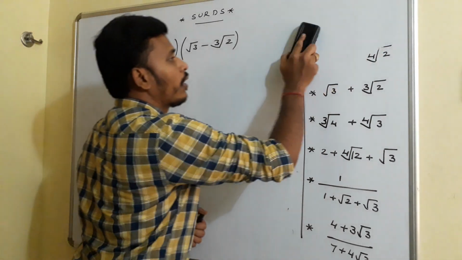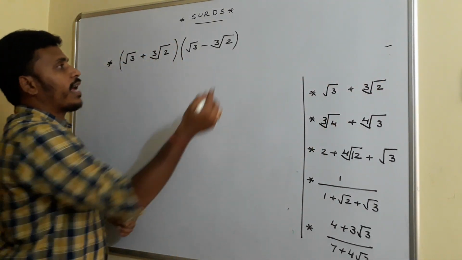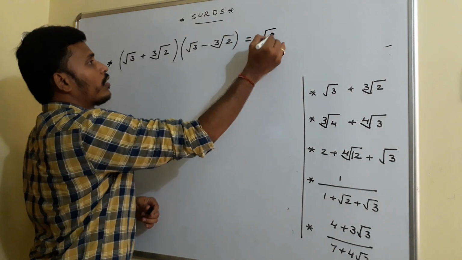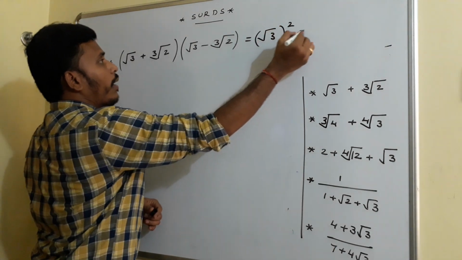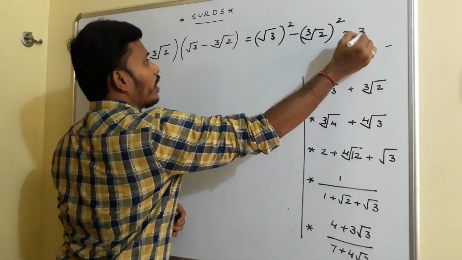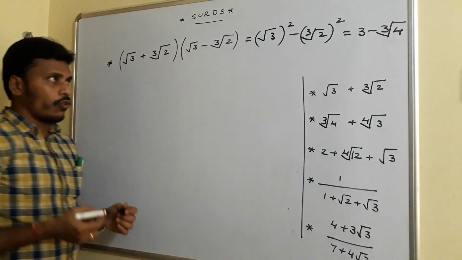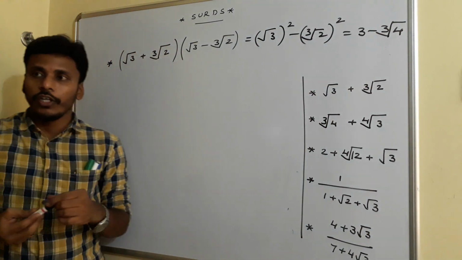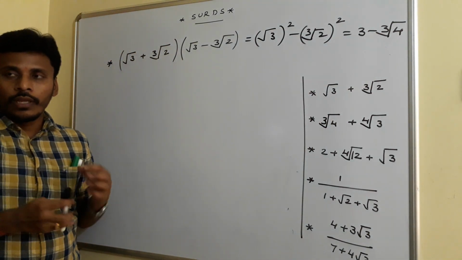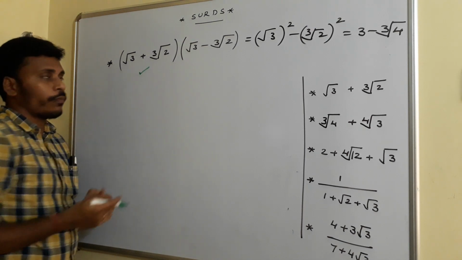If you multiply root 3 plus cube root 2 with root 3 minus cube root 2, the product becomes like a square minus b square, so you have root 3 square minus cube root 2 square. If you simplify, it is 3 minus cube root 4. Be cautious while writing, okay? Cube root 2 is different from 3 into root 2 and root 3 square. Now just have a look here. This is the given thing, root 3 plus cube root 2.